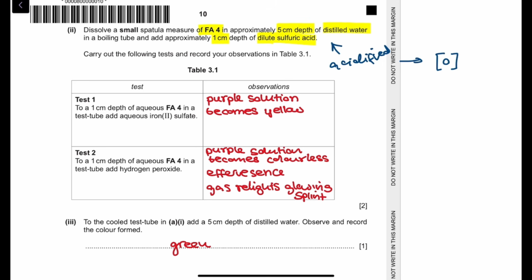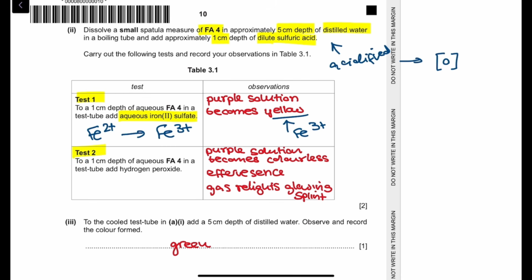So we carried out 2 tests with the acidified potassium permanganate. The first test is with aqueous iron(II) sulfate, and we expect Fe2+ ions to be oxidized to Fe3+ ions. And if we take a look at our observations, our purple solution, so originally our potassium permanganate solution, becomes yellow, and it's yellow due to the presence of the Fe3+ ions.